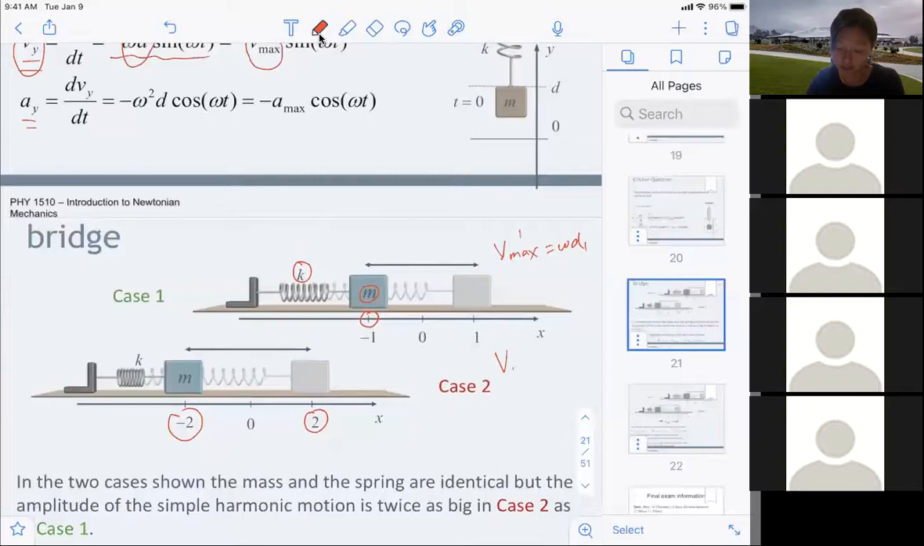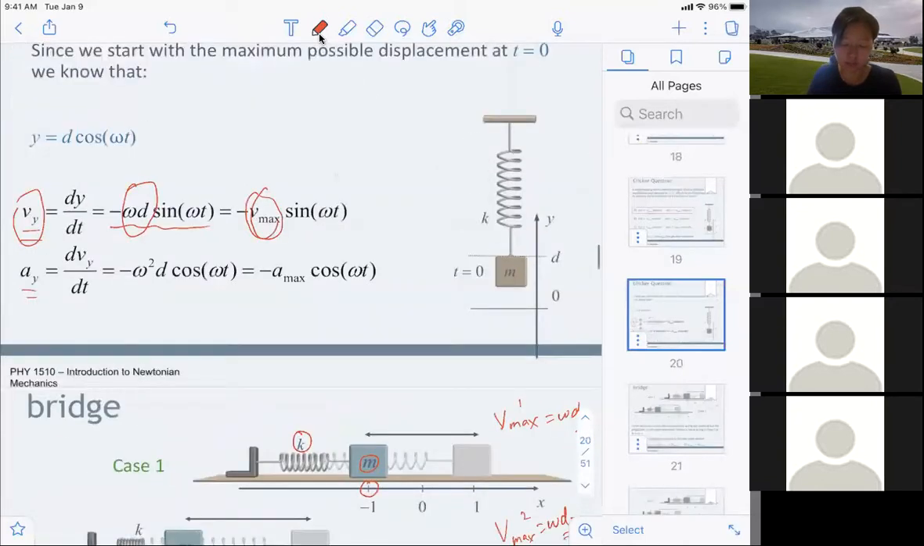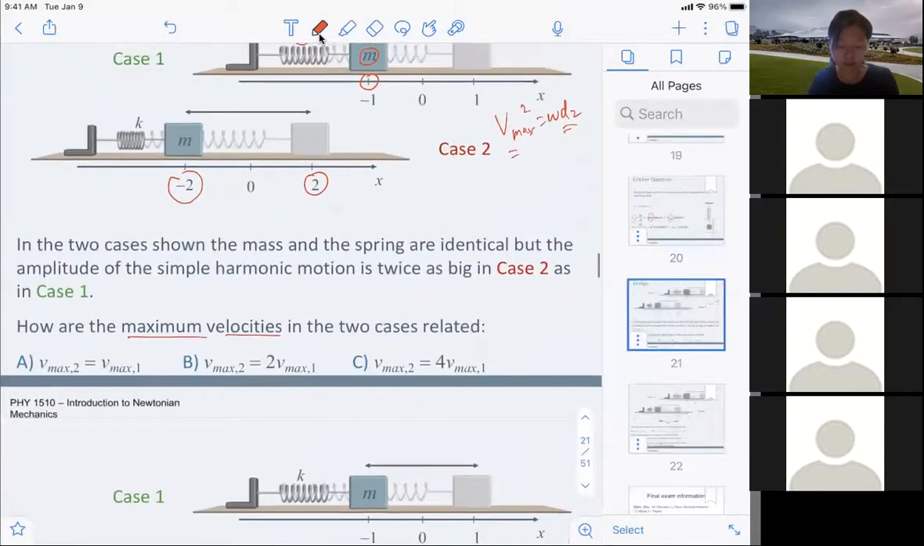Yes, go ahead. All right, since it's double now, it should probably be twice as big. Yeah, we doubled the distance d, the amplitude, so the velocity also doubles in case 2. Because you can see our maximum velocity is omega times the amplitude d. So if d doubles, velocity doubles. So B is correct.